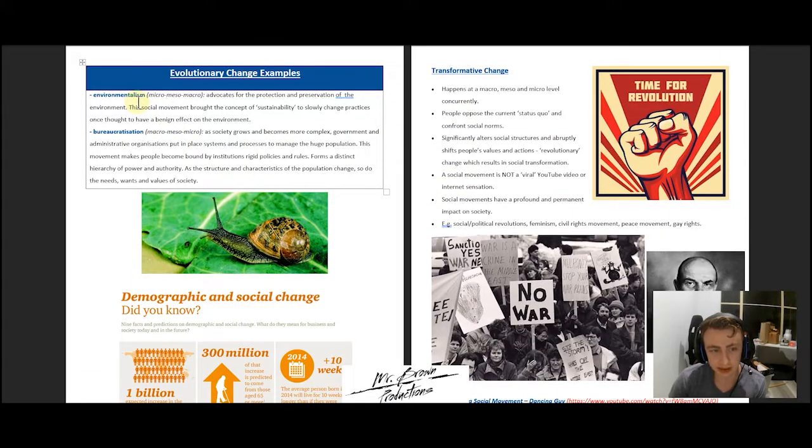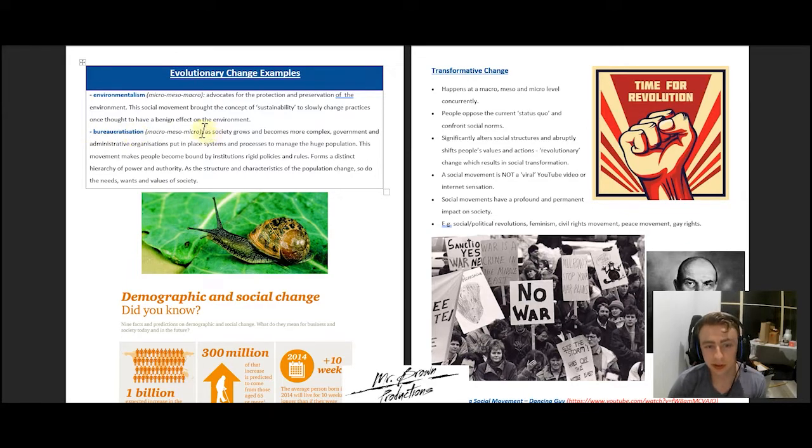Examples that we can have is the idea of environmentalism. So people advocating for the protection and preservation of the environment is a social movement that has gained traction very, very, very slowly over time. Sort of started around the post-World War II. It was the first kind of concepts of environmentalism once those nuclear bombs had dropped.